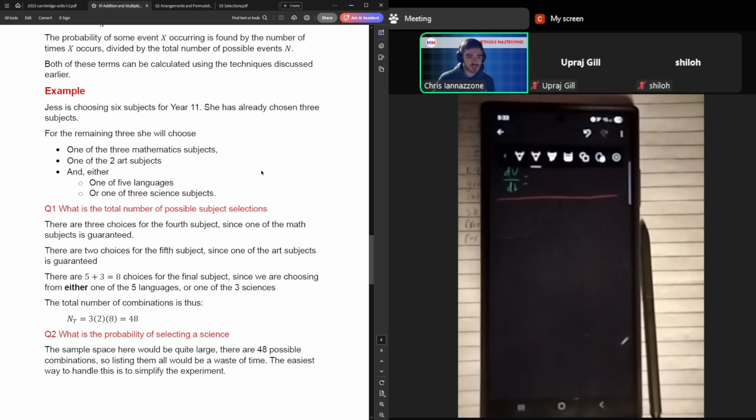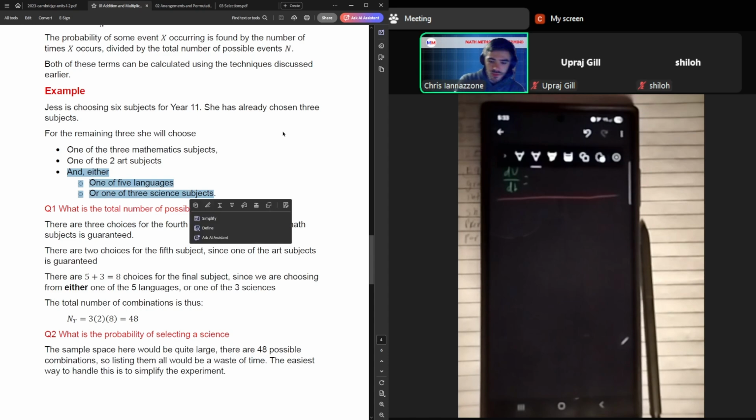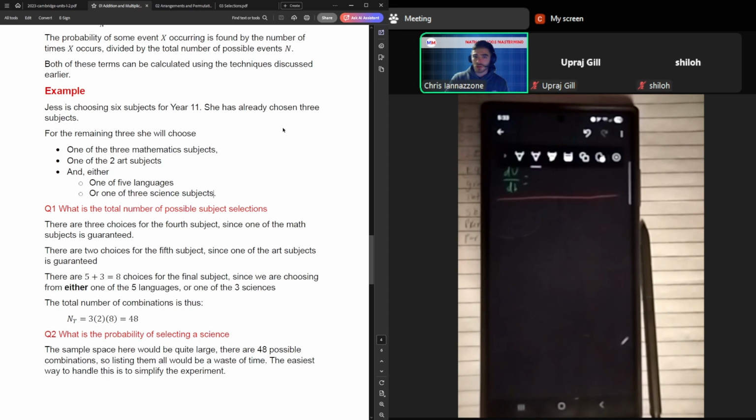First question, what is the total number of possible subject selections? Well, if there's no other further restrictions beyond what was just suggested there, we have 3 choices for that 4th subject. We've got 2 choices for that 5th one, and we've got 5 languages and 3 sciences, but because we can only pick one of those, that's when the addition principle kind of applies. We can only pick one of a collective, and so we add those 2 results together, which is how we have 8 choices for the final subject.